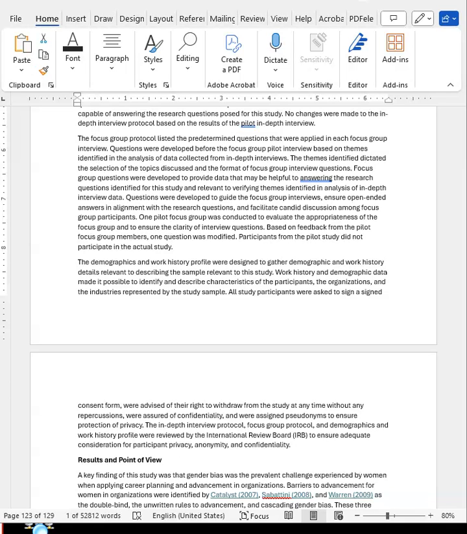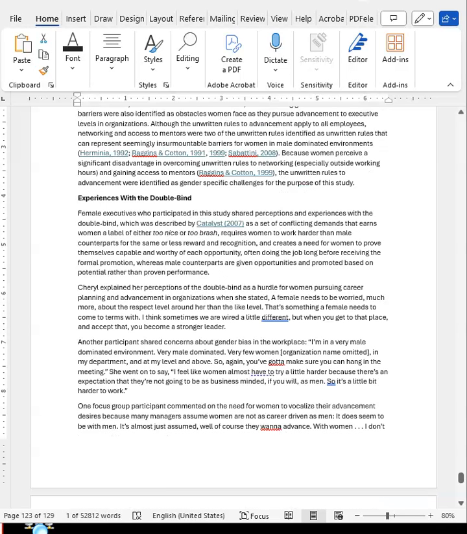Results and point of view. A key finding of the study was that gender bias was the prevalent challenge experienced by women when applying career planning and advancement in organizations. Barriers to advancement for women in organizations were identified by Catalyst, 2007, Sabatini, 2008, and Warren, 2009, as the double-bind, the unwritten rules to advancement, and cascading gender bias. These three barriers were also identified as obstacles women face as they pursue advancement to executive levels in organizations.